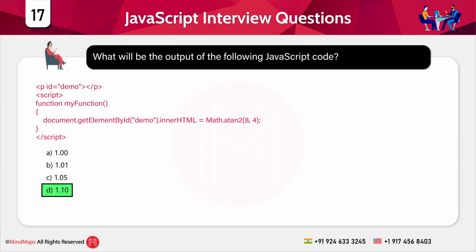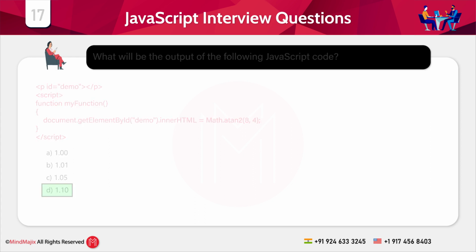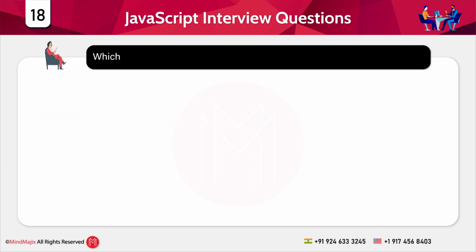So it gives the output D, that is 1.10, because the atan2 method returns the arc tangent of the quotient of its arguments as a numeric value between pi and minus pi radians. The number returned represents the counterclockwise angle in radians, not degrees, between the positive x-axis and the point x comma y.